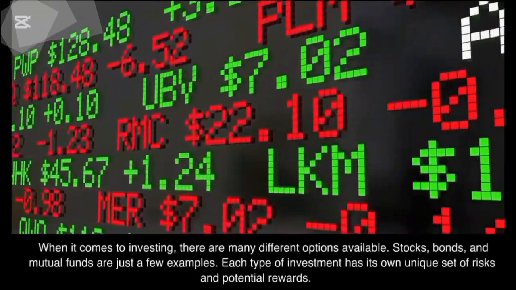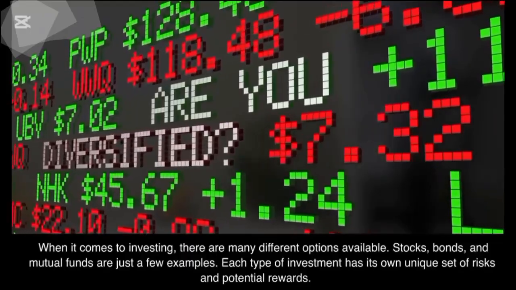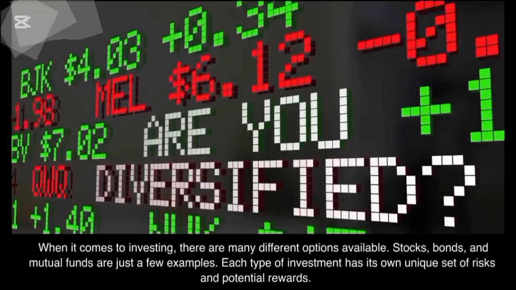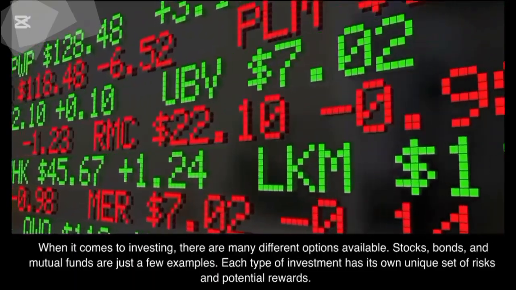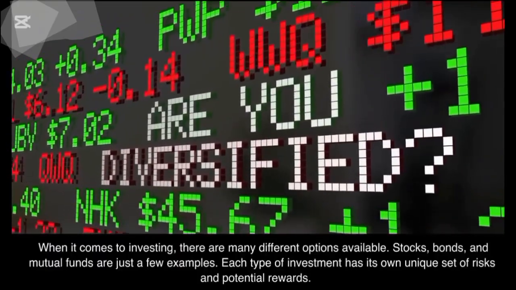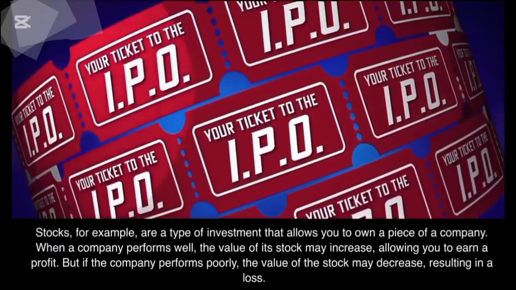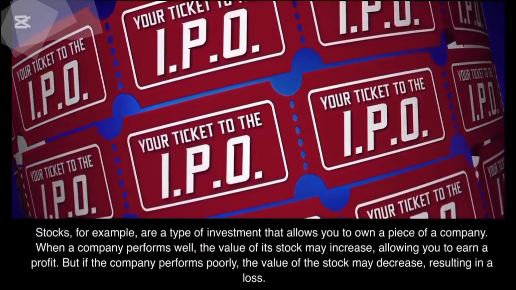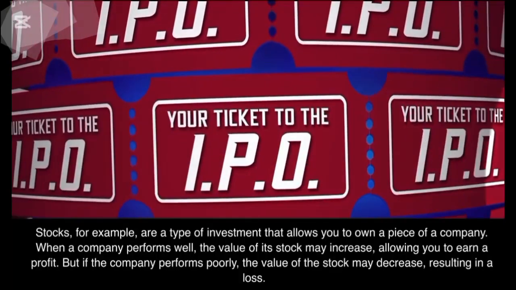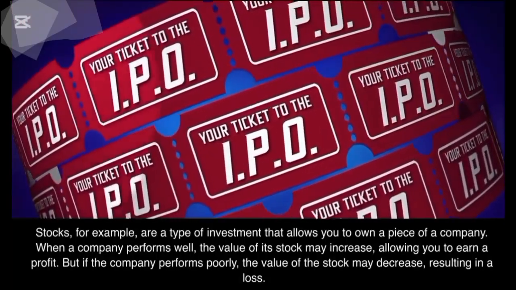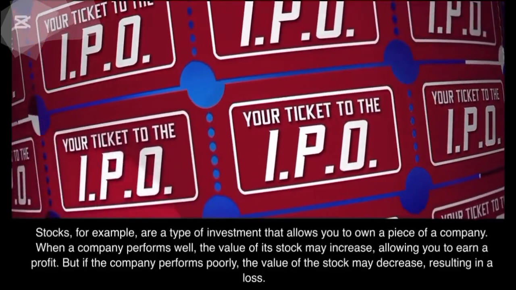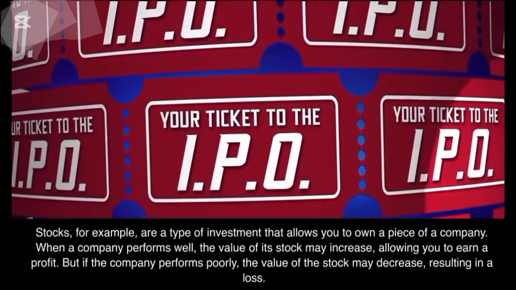When it comes to investing, there are many different options available. Stocks, bonds, and mutual funds are just a few examples. Each type of investment has its own unique set of risks and potential rewards. Stocks, for example, are a type of investment that allows you to own a piece of a company. When a company performs well, the value of its stock may increase, allowing you to earn a profit. But if the company performs poorly, the value of the stock may decrease, resulting in a loss.